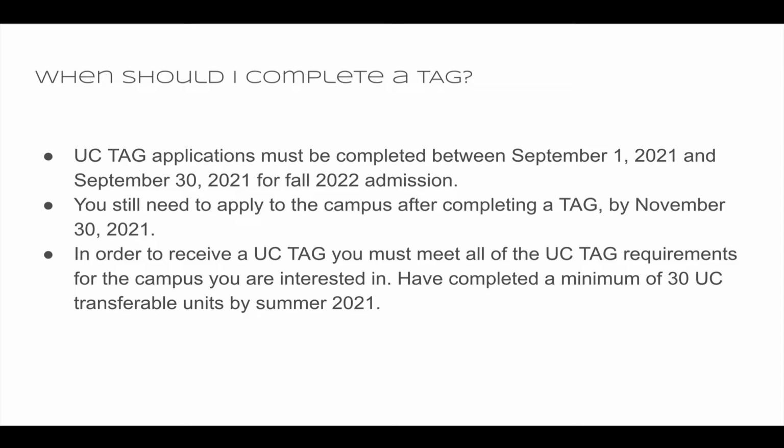You still need to apply to the campus after you complete the tag application. The UC application is due by November 30th, but you can start working on it now. In order to receive a UC tag, you must meet all of the UC tag requirements for the campus you're interested in. You must also have completed a minimum of 30 UC transferable units by summer 2021.